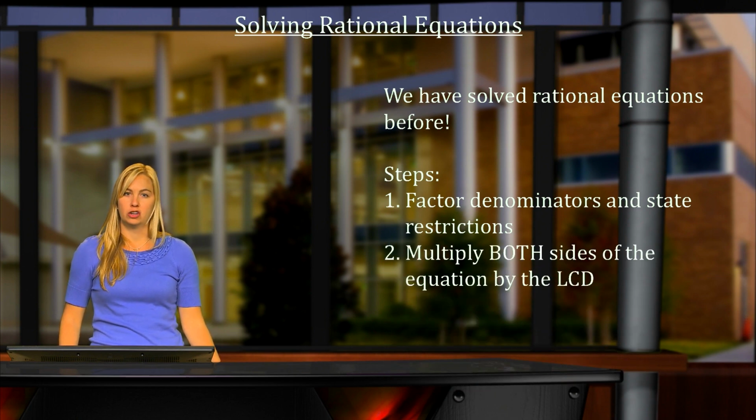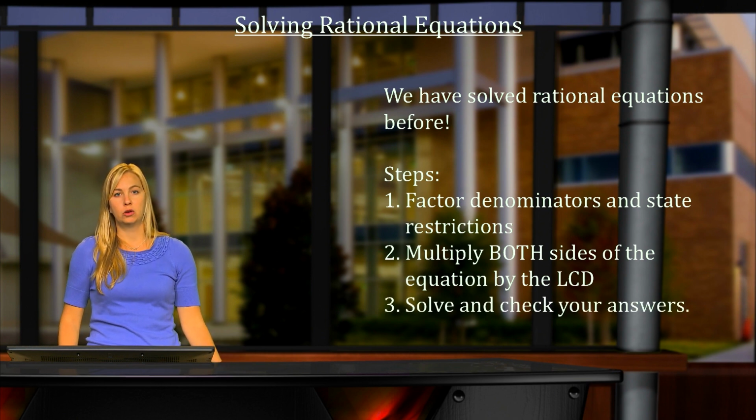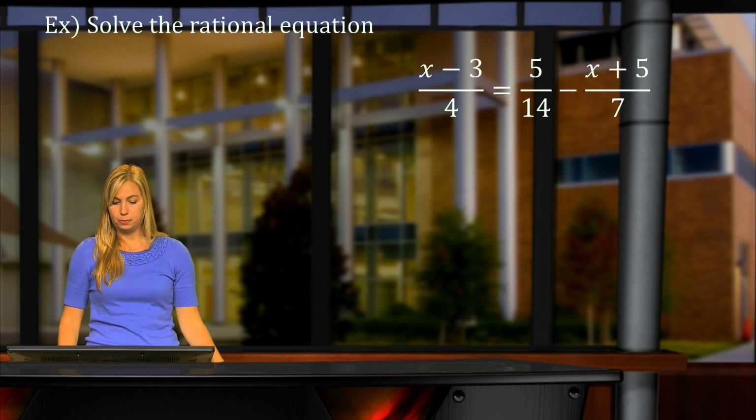Once we've factored our denominator and stated our restrictions, it's also easier for us to identify what our LCD is. We will use this LCD to clear the fractions. We do so by multiplying both sides of the equation by the LCD. Then we solve that new equation, and we're always going to check our solutions. We'll see an example today where checking our solutions is not only suggested, but absolutely necessary.